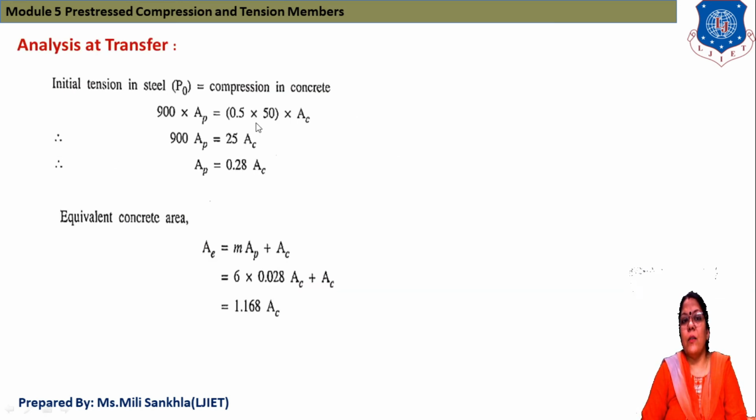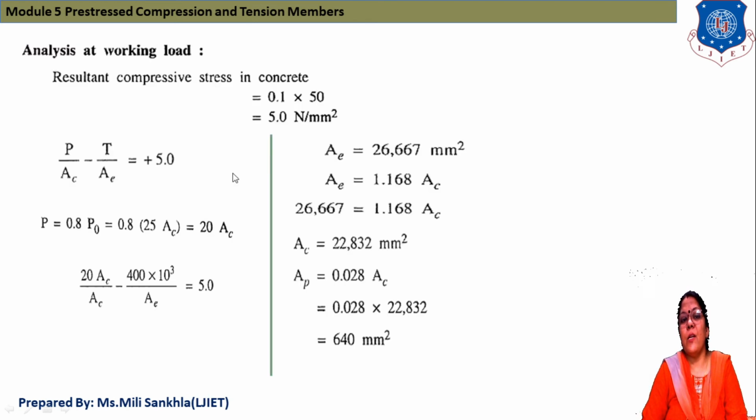Look at this one, stress in concrete, initial pre-stress P0 is equal to 25 AC. Write down here 25 AC, we get 20 into AC. Now put all these values in this equation. P we get 20 into area of concrete, divided by AC, minus T, which is the external load 400 into 10 raised to 3, divided by AE is equal to 5.